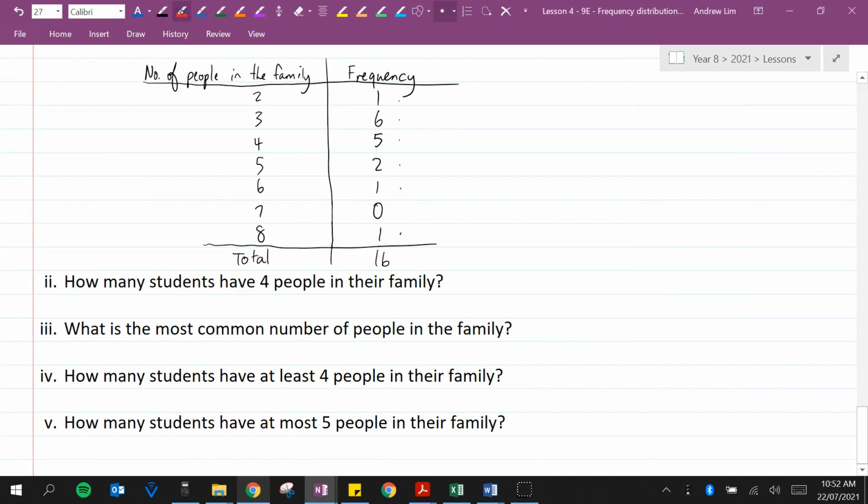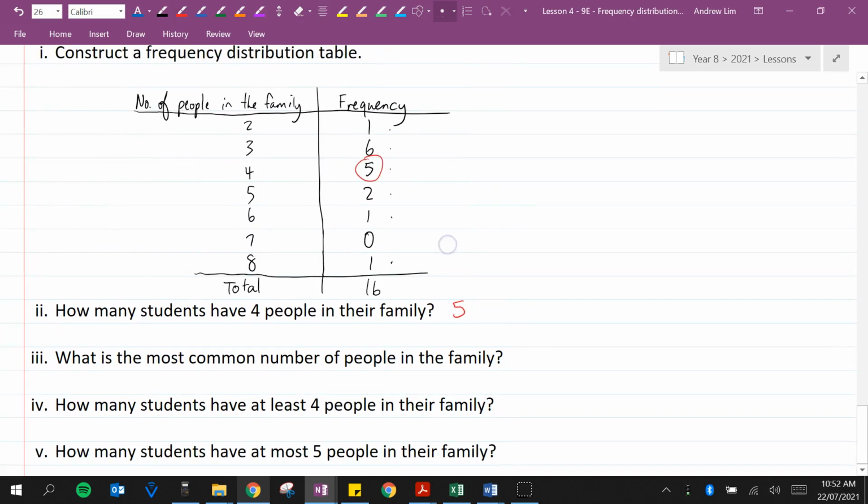Okay, part 2. How many students have 4 people in the family? Well, 4 people in the family, 5 students have them. 5 students have 4 people in their family. What is the most common number of people in the family? Most common number of people? Well, 6 is the most common. And that's saying that the most common number of people in the family is 3.